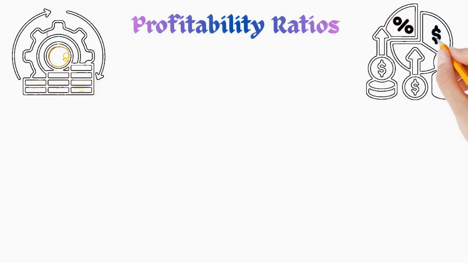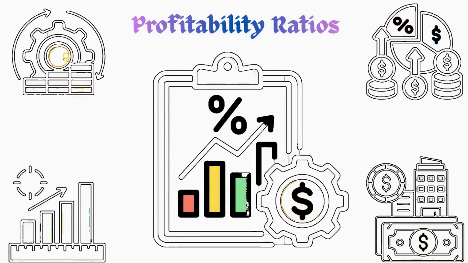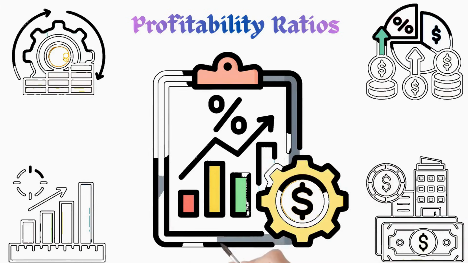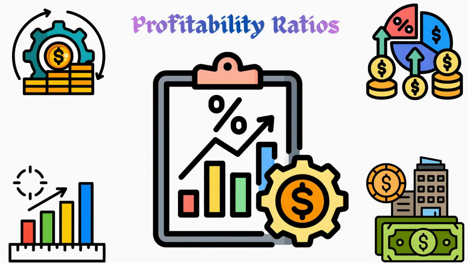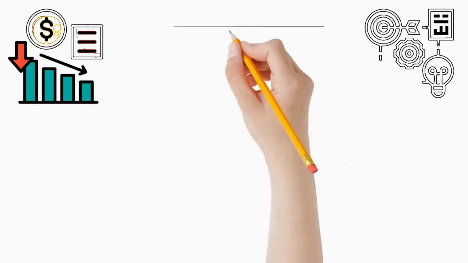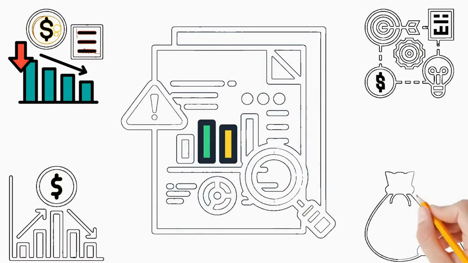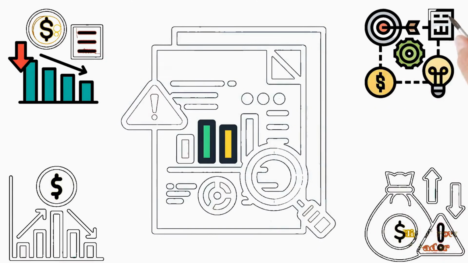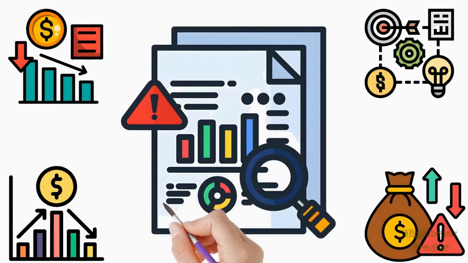Profitability ratios measure how effectively a company generates profit from its operations. These ratios are important because they show whether a business is financially successful. High profitability suggests efficient operations, strong demand, and good management. Low profitability may indicate high costs or weak performance. Investors use profitability ratios to compare companies and identify those that can consistently generate strong returns. Understanding profitability is essential for evaluating long-term growth potential and deciding whether a business is worth investing in.